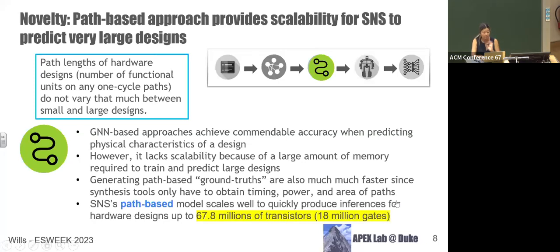So lastly, our predictor scales well, to quickly produce inferences for hardware designs up to 18 million gates. That's the biggest design we've done, but I think from the scaling, we can do much larger designs, and it doesn't take too long. The other prior works have published maybe predicting designs up to 50,000 or 100,000 gates. Let's see. With chips having more gates and also getting more complex, the scalability is actually necessary for future chip developments.